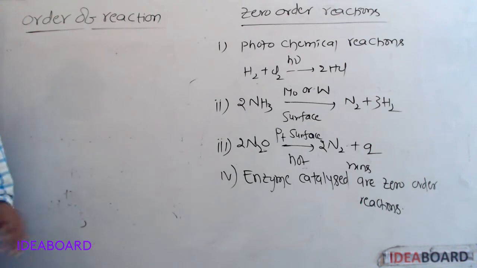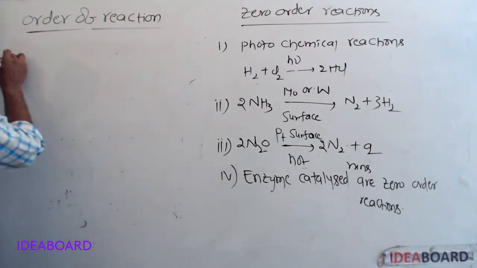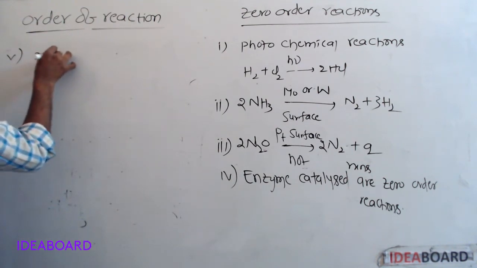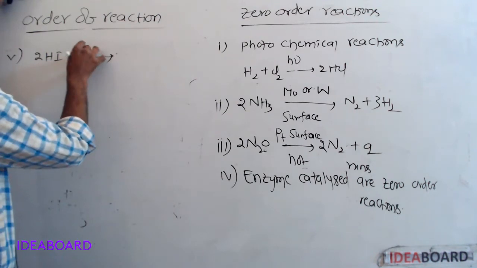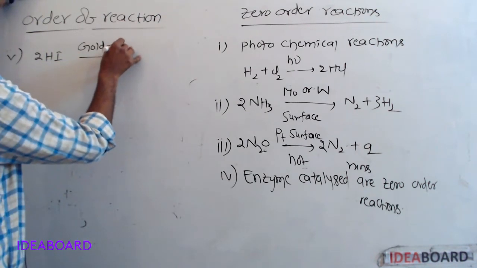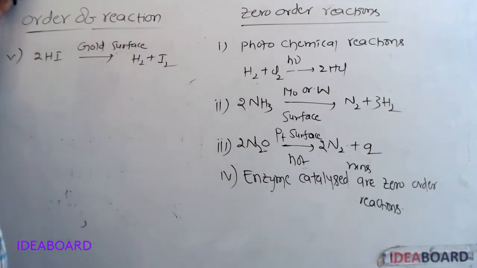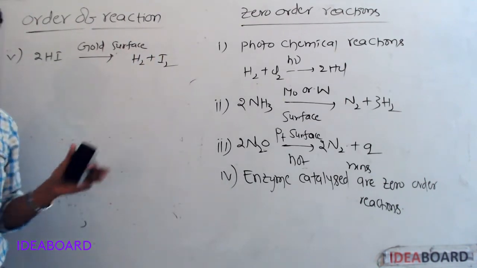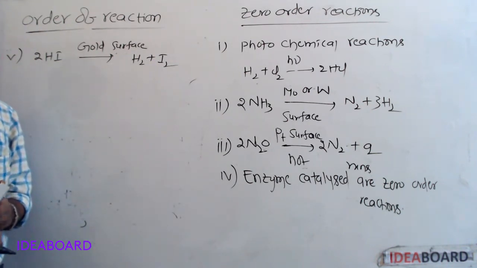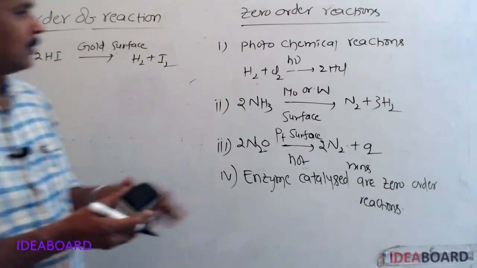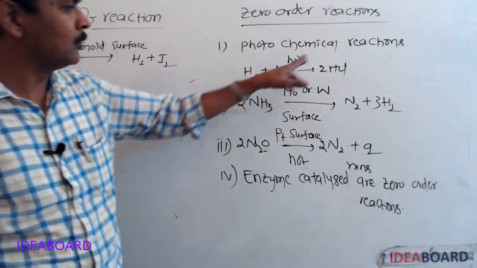Next, decomposition of hydrogen iodide. Decomposition of hydrogen iodide on gold surface gives H2 plus I2, and it follows zero order kinetics. Photochemical reactions. Example, H2 plus Cl2 gives rise to HCl.